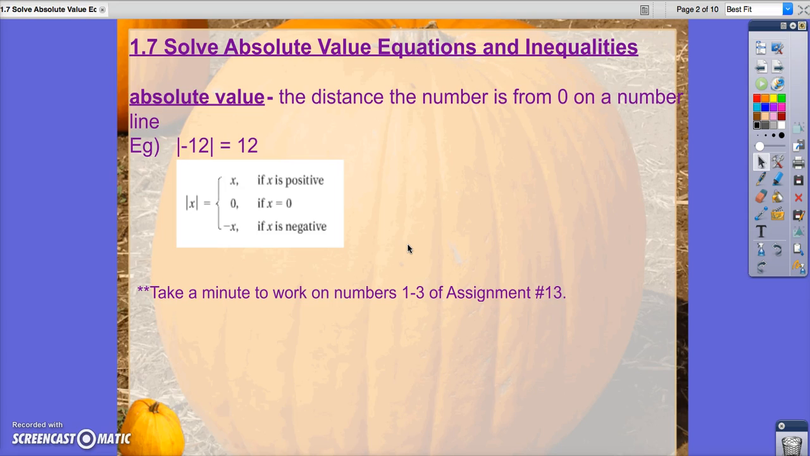Now, assignment 13, the first page of it, is pretty much going to be some problems that we're going to work on in class together that go along with the lesson. I don't talk too much about some of the basic absolute value problems, so if you read down here, it says take a minute to work on numbers 1 to 3 of assignment 13. Just some basic absolute value problems. So if you want to, pause the video and actually work a couple of those out before we move on. All right?